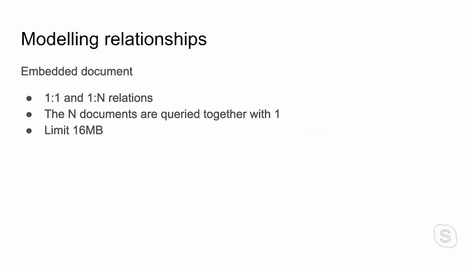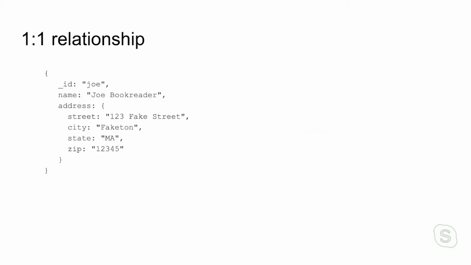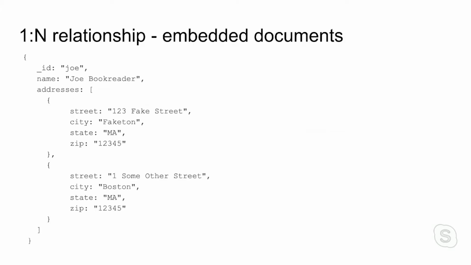And there's an example, for example, of a one-to-one relationship. In a SQL database, you will have two tables. One will be user and the other addresses. Here, it's one document where the address will be embedded into the document. So you will just ask for a user with the name Joe Book Reader. You will receive the name and the address for the user. And if you've got a one-to-n relationship, then instead, the addresses will not be a simple object, but an array of objects. It's pretty simple, I think.